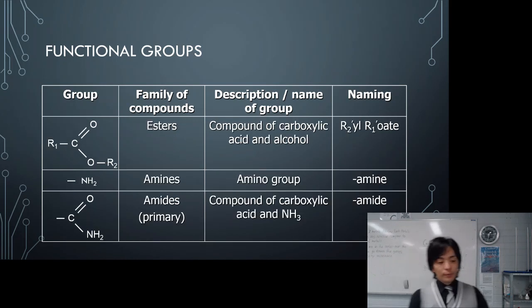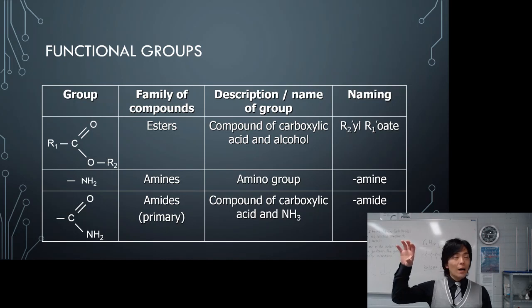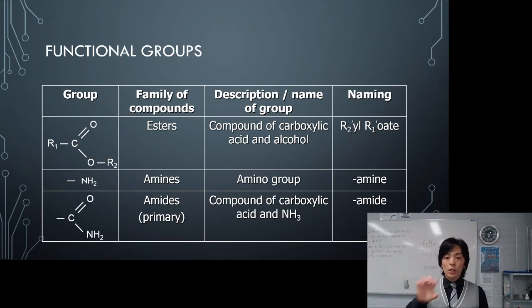There are a few more. Now, esters, that's the name of the family. The group you'd have is one alkyl group, COO, and then a second alkyl group. That's why the group structure says R1 and R2. They could be the same, they could be different. As long as you have COO in the middle of 2 chains, you will have this ester group. The description would be that it's a compound of carboxylic acid and alcohol. So carboxylic acid and alcohol join together to make an ester. Naming, we'll probably practice that in Year 12 more. R2 with -yl at the end, and R1 with -oate, because it's a combination of carboxylic acid and alcohol. Alcohol first and then acid afterwards.